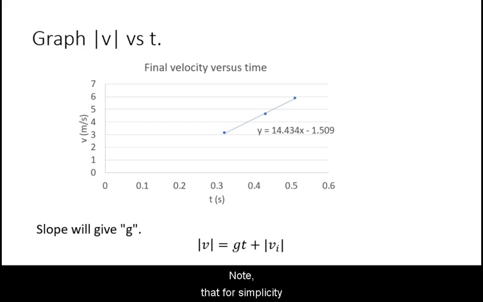Note that for simplicity of representation, we have flipped the velocity to be positive downward. The slope of the best fit line is going to give us the value of g. You can then compare this to the true value of 9.8 meters per second squared to make claims about accuracy.